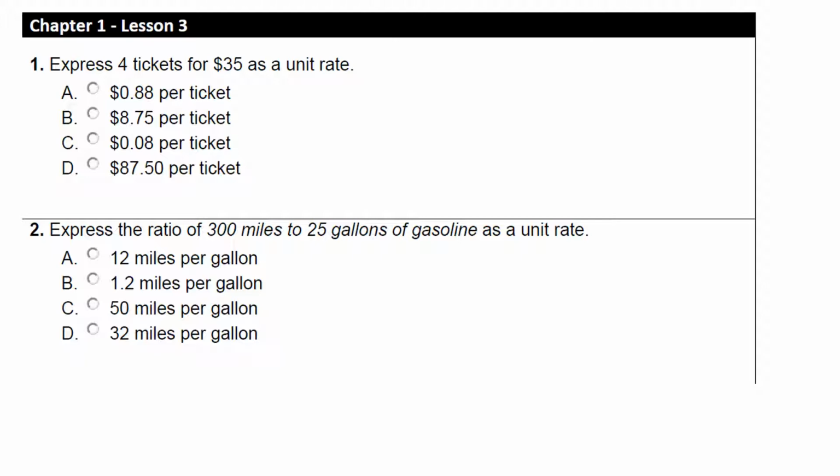Express 4 tickets for $35 as a unit rate. So we're going to express the tickets compared to the money as a unit rate. So we have money compared to tickets. So we have $35 for four tickets. A unit rate means how much would you have for one ticket?